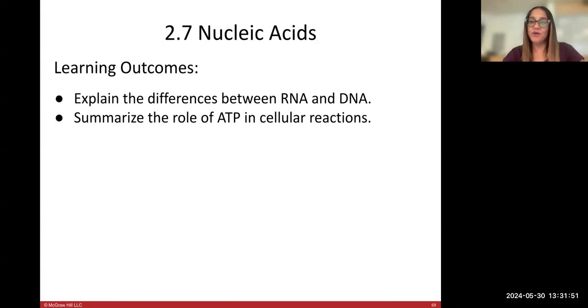Some are components of coenzymes, which help regulate enzyme action. And then adenosine triphosphate, or ATP for short, stores energy. That is our energy molecule.